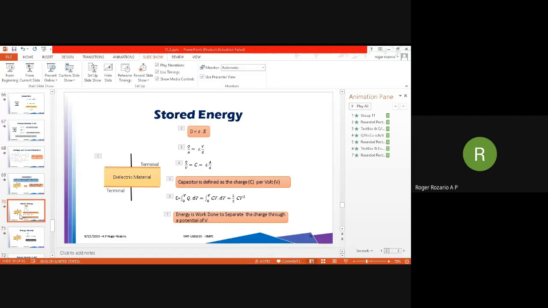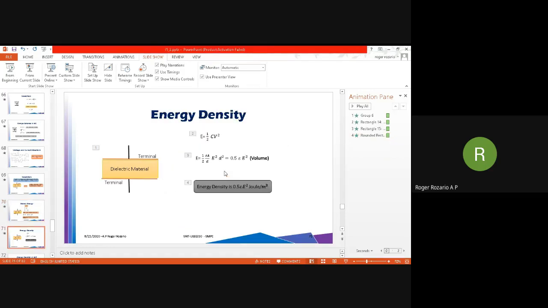And we have derived the expression for C equal to epsilon A by D. Capacitance value is directly proportional to the area of cross section A and epsilon, the permittivity, and D is the distance between the two plates. And we have calculated the energy density. Energy density is per meter cube, the amount of energy the capacitor is going to store: 0.5 epsilon into E square.